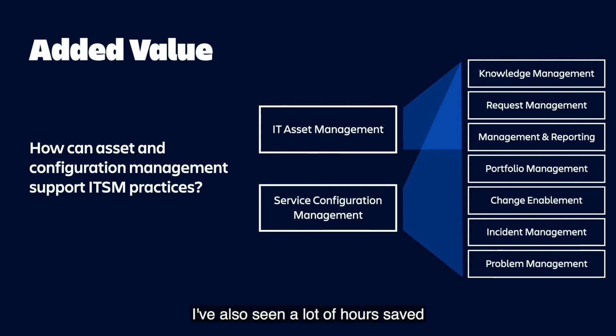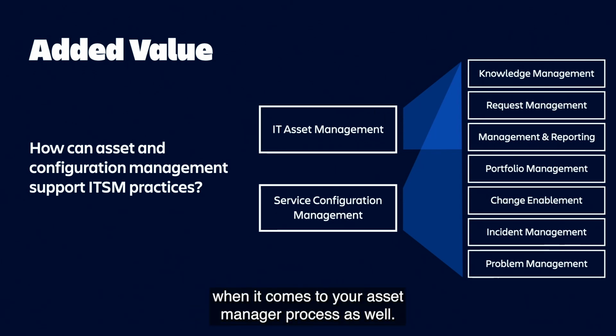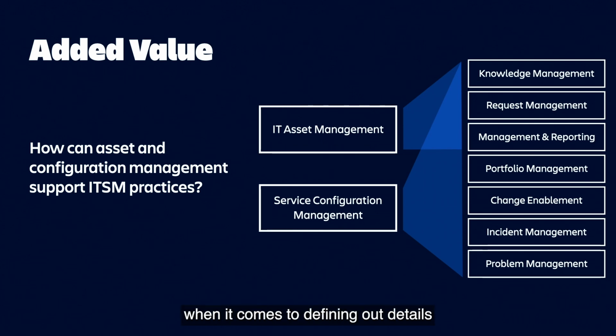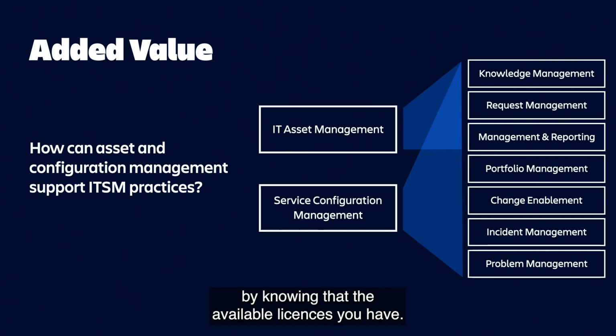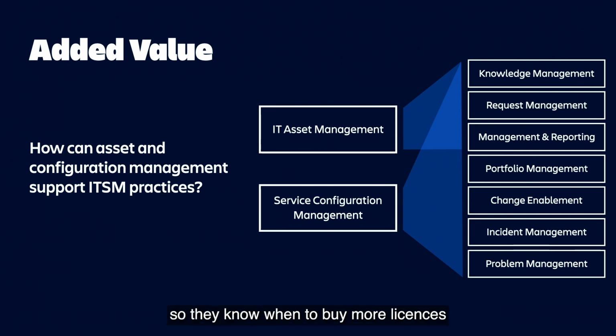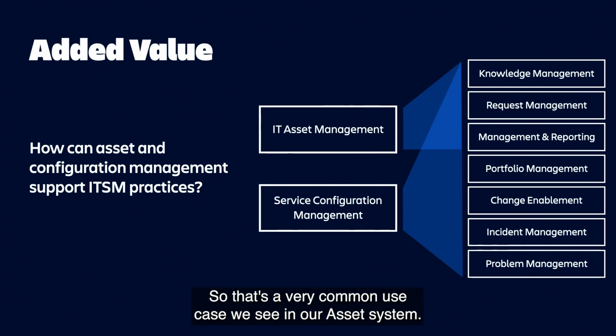I've also seen a lot of hours saved when it comes to your asset manager process as well. So it really helps the asset manager when it comes to finding out details about these different assets. It's also good for tracking things like license cost savings by knowing the available licenses that you have. A lot of organizations struggle with being able to track, not just what they have, but where it is installed. And being able to reconcile the difference so they know when to buy more licenses or when to not renew other licenses because they're not being used. So that's a very common use case we see in our asset system.